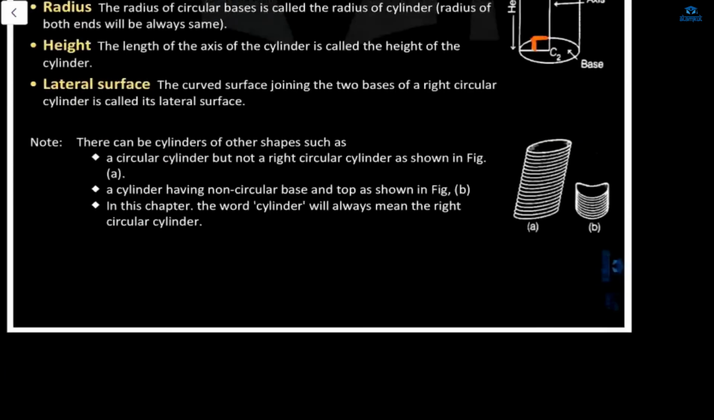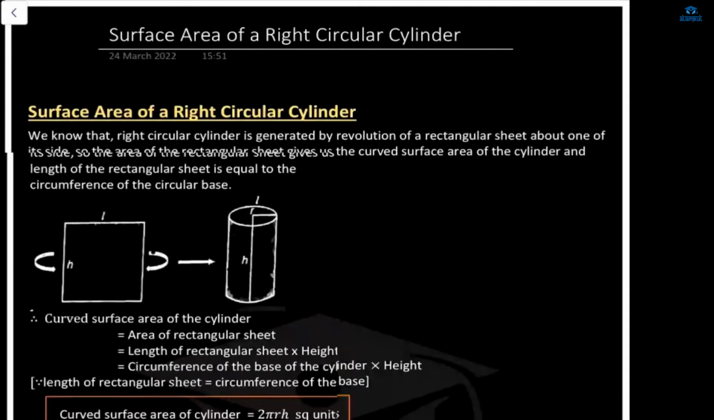Now, naturally, I was telling you that cylinders can be of many different kinds; non-circular bases can also be there. But we are talking about the right circular cylinder. The curved ones we are not going to prefer. Now, surface area of a right circular cylinder. So, what is the surface area of a circular cylinder?